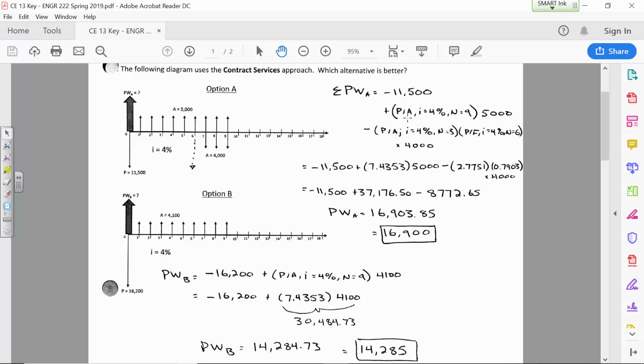So the tricky part is the fact that this 4,000, it's a two-step process to get it to year 0. We have to move it from years 7 through 9 to year 6 with find P given A. And then we move it from 6 to 0 with find P given F. So that's why I've multiplied by two consecutive factors. I multiplied it by 2.7751, and that's what takes it to year 6. And then I multiplied it by 0.7903, and that's the factor that takes it from 6 to 0. All right, so I'm going to leave that up on the screen.